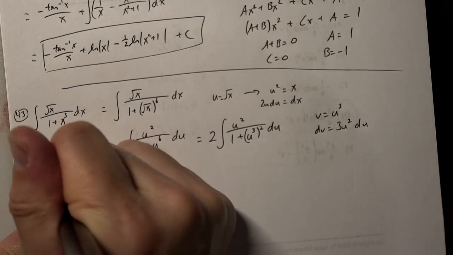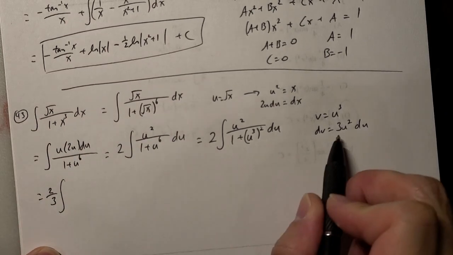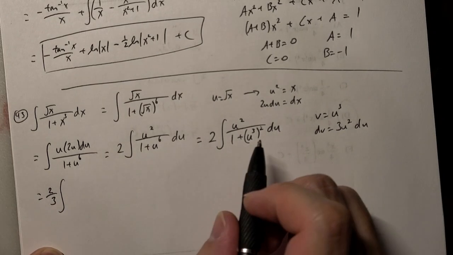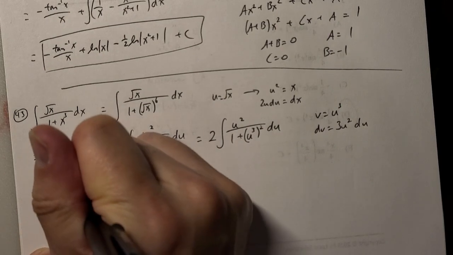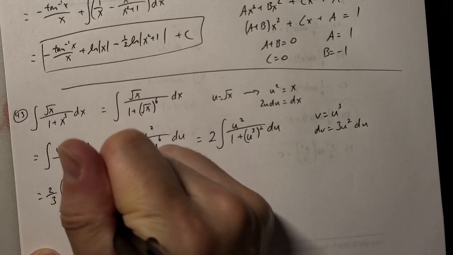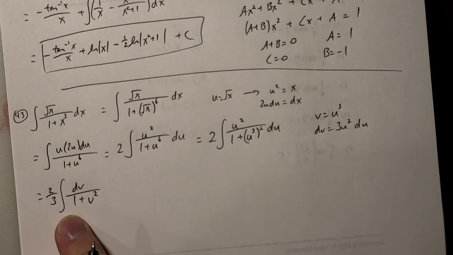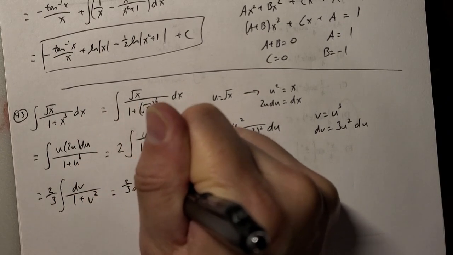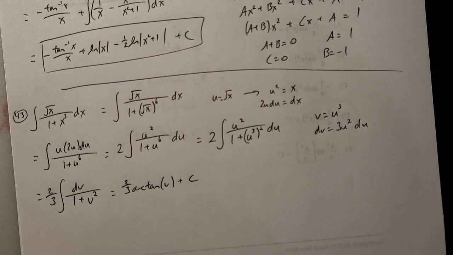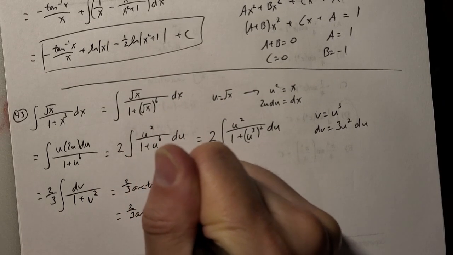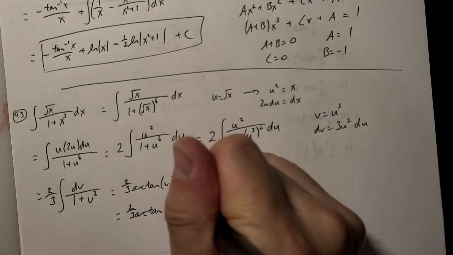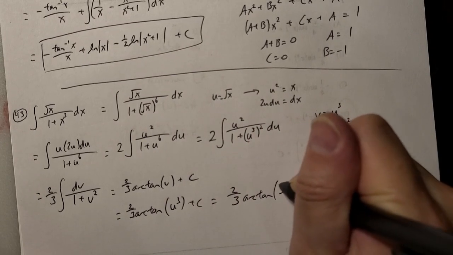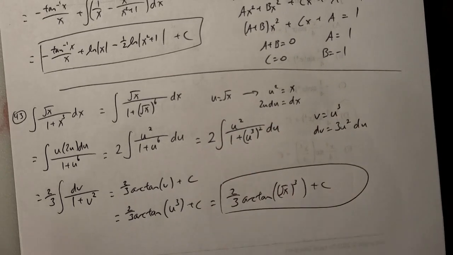So we get 2 over 3 times the integral. This 1/3 came from here, because u squared du would be dv over 3, so I pulled the 3 out right away. So we would get dv over 1 plus v squared. Does this look very familiar now? This should. This is arctangent. So it'll be 2/3 arctan v plus c. What is v? v is u cubed. And then what is u? u is square root of x. So 2/3 arctan of square root of x cubed plus c. And that's my answer.